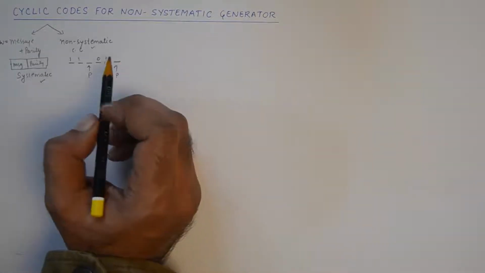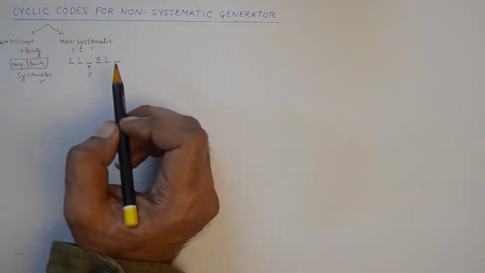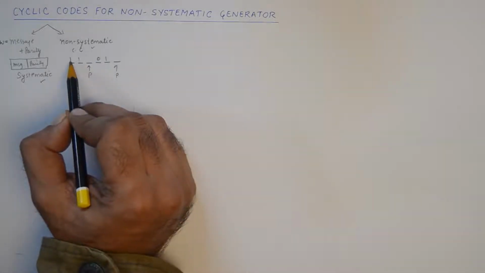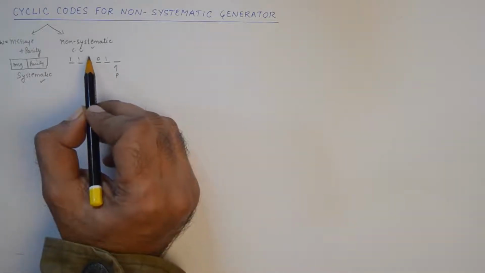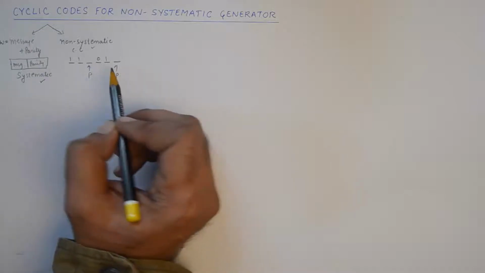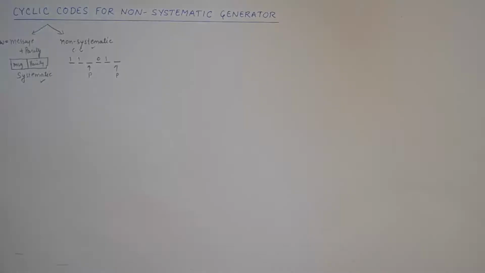So if you look at the definition of a non-systematic cyclic code, that would mean that for a message such as 1101 will have certain parity bits put up in between the code word. So in this video, we'll talk about cyclic codes for non-systematic generator. Now, whenever cyclic codes are generated, we have something called a generator polynomial.